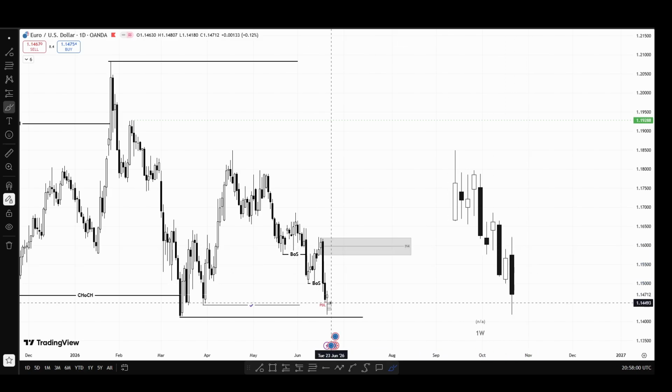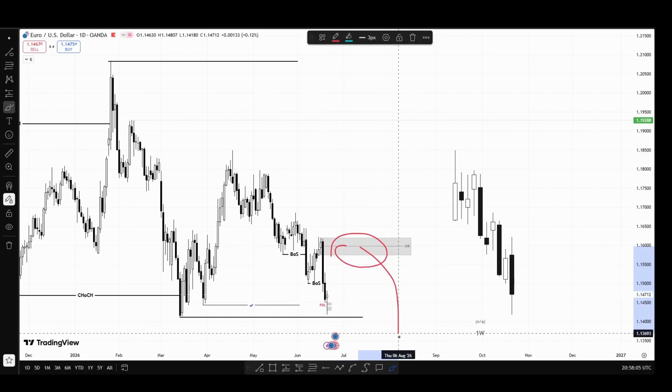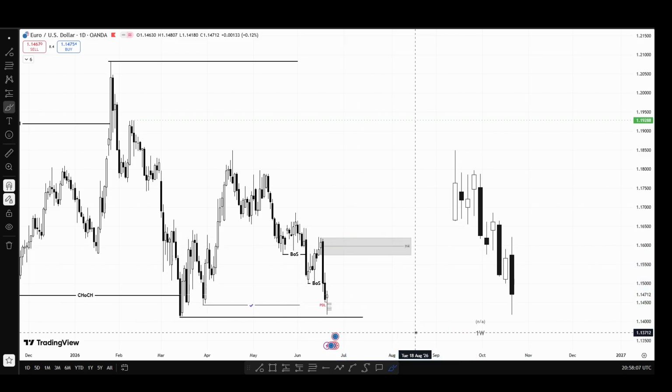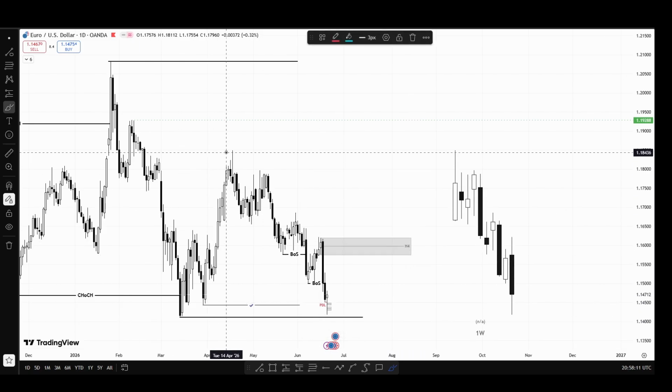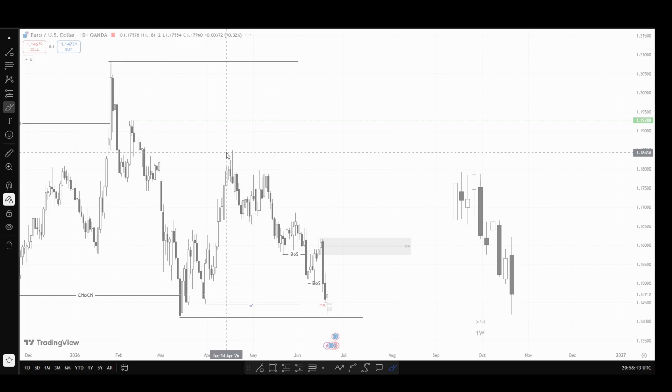Okay, so we are starting a reversal on the 30-minute time frame to then trade up to here to then sell to break this low. All right, so that's my narrative on the EURUSD.